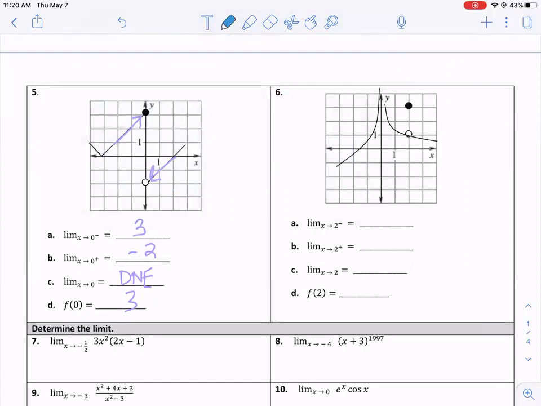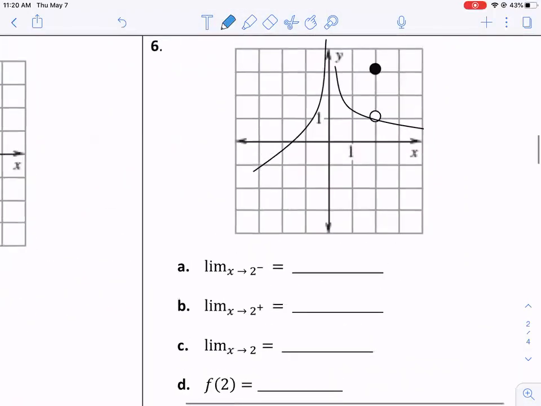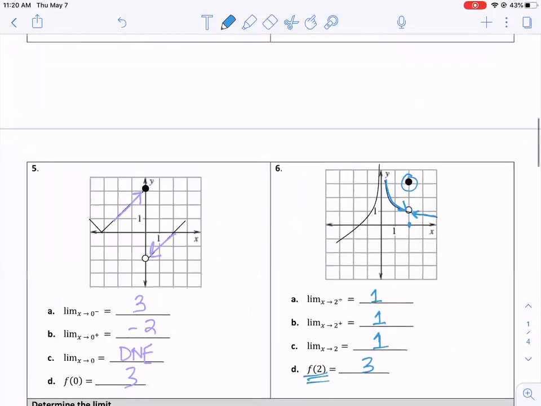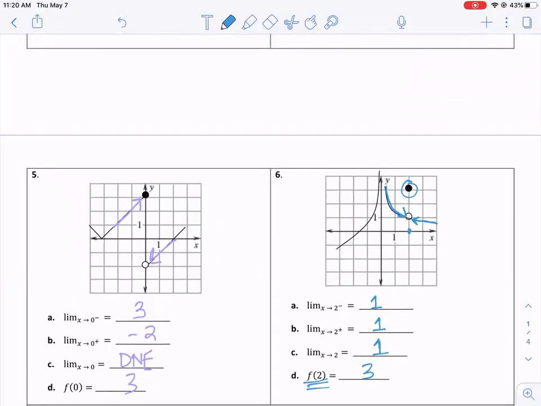Okay, next, last one, the limit as x approaches 2 from the left. So we're at 2, which is here. Okay, so 2 from the left is right there, and we're approaching positive 1. 2 from the right, we are also approaching positive 1. So that means the limit is positive 1. But it's an open circle, so that's not what f of 2 is. F of 2 is actually that closed circle point, which is positive 3. Okay, so again, your graph is allowed to approach a different value than what the limit is.